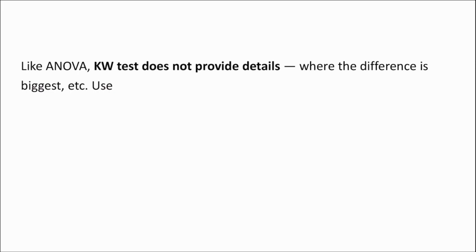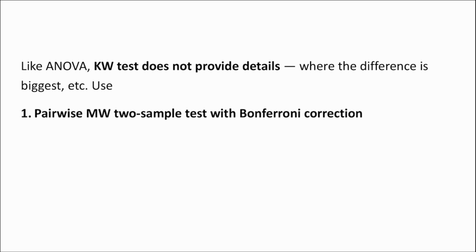Okay. Like in ANOVA, Kruskal-Wallis test doesn't provide you details. It just tells you how significant the difference is. If you see a small p-value, it's an evidence that at least one group is different from the others, but it doesn't tell you which one is different. In ANOVA, you remember we apply Tukey test to get the details. What you can do here? Well, first of all, you can do pairwise Mann-Whitney test, right? But remember to make a Bonferroni correction. It's not the best choice, but sometimes people do it anyway.